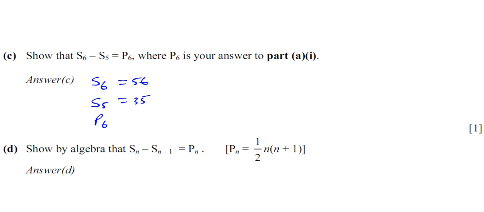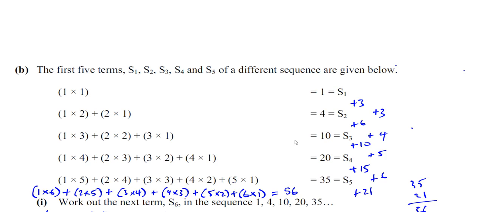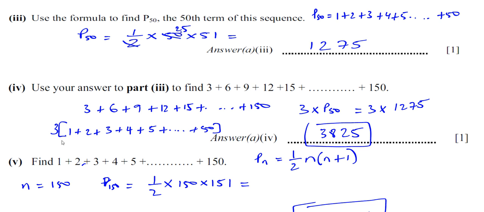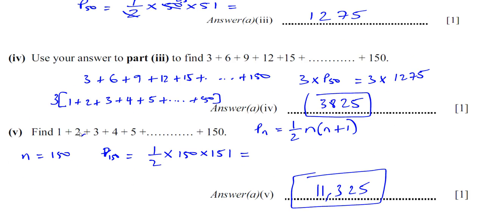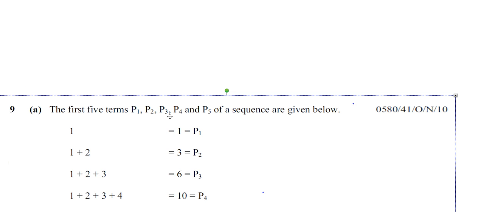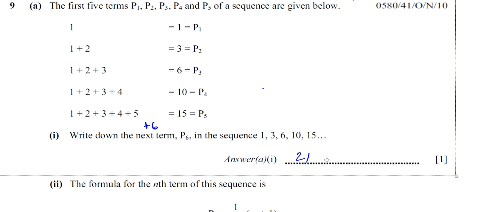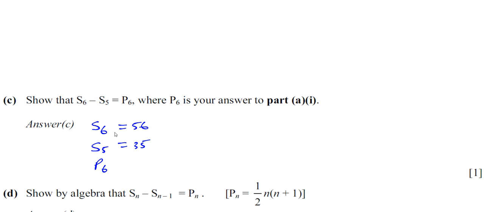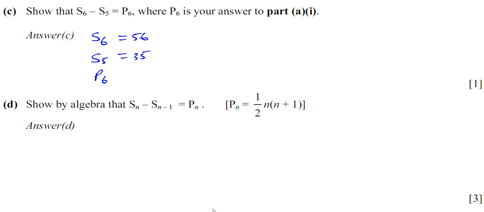Let's just make sure that those work. 56 and 35, right. And then it says P6. Now P6, find from the beginning of the question, P6 was 21. So we go back now to our question. Okay, so P6 is 21. Those are all taken from the previous part of the question.